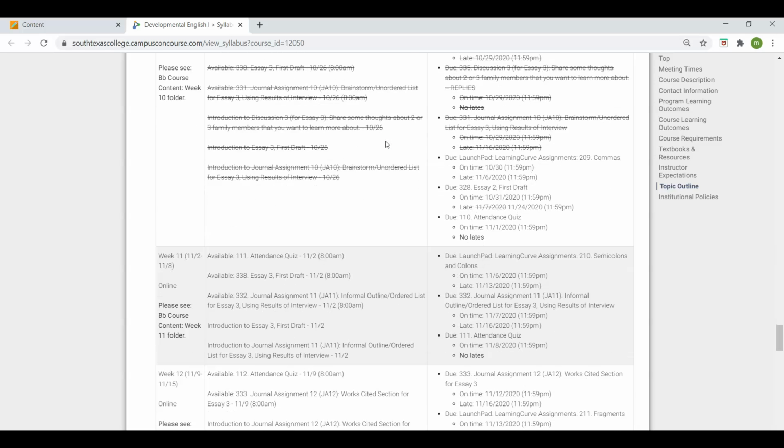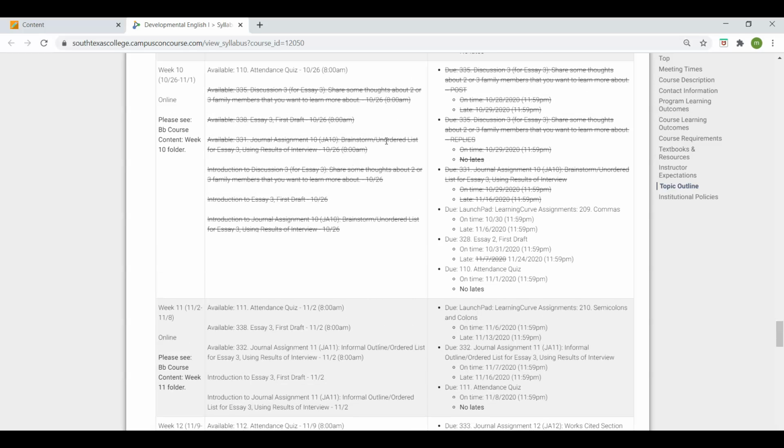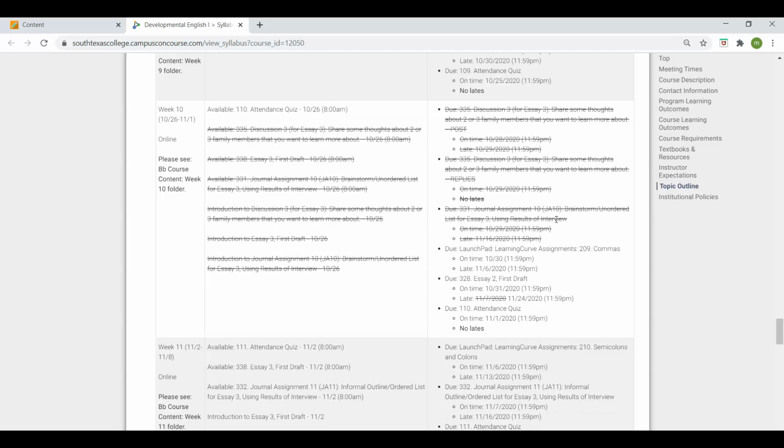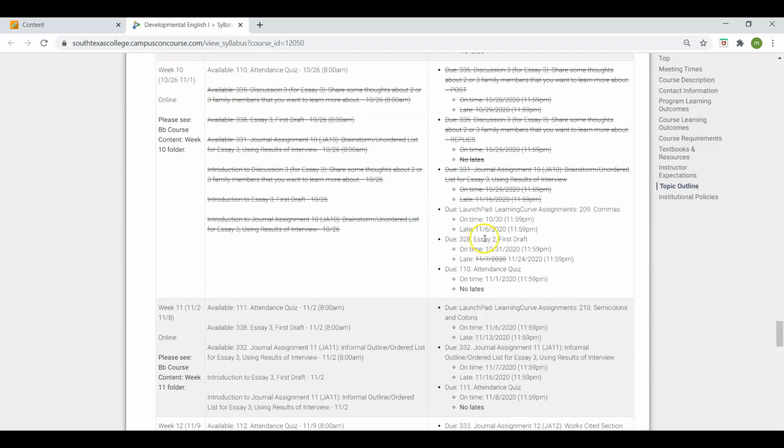So as we scroll down and look at when the essay number 2 first draft was due, I think this is week 10. There it is. This is week 10, October 26th through November 1st. And so essay number 2 first draft was really due on October 31st. That's really when it was due. But I extended the late deadline. Notice what it said there, November 7th. I extended the late deadline all the way to November 24th.